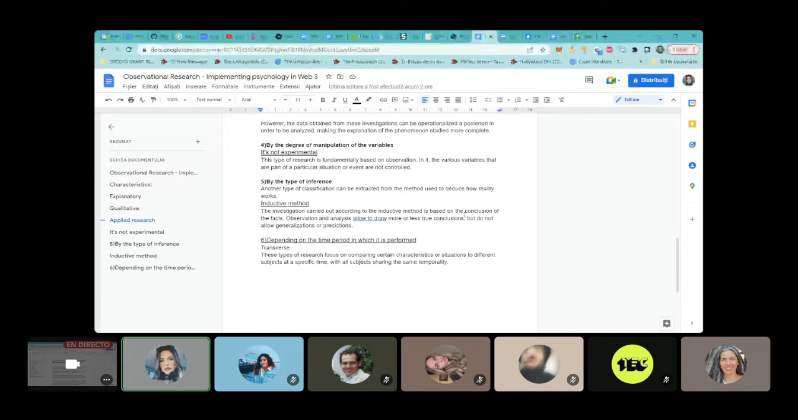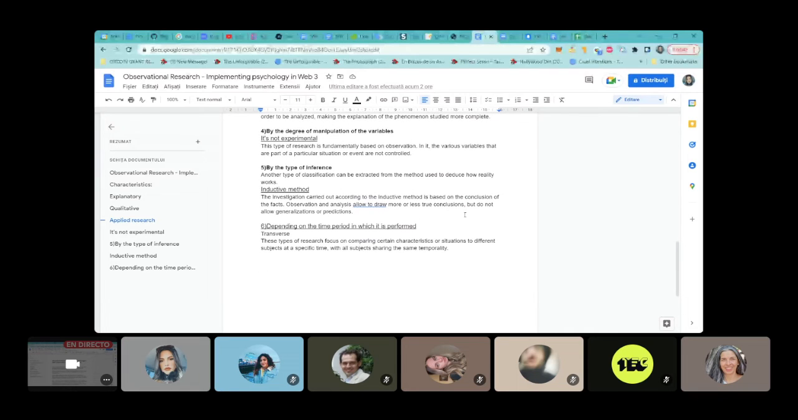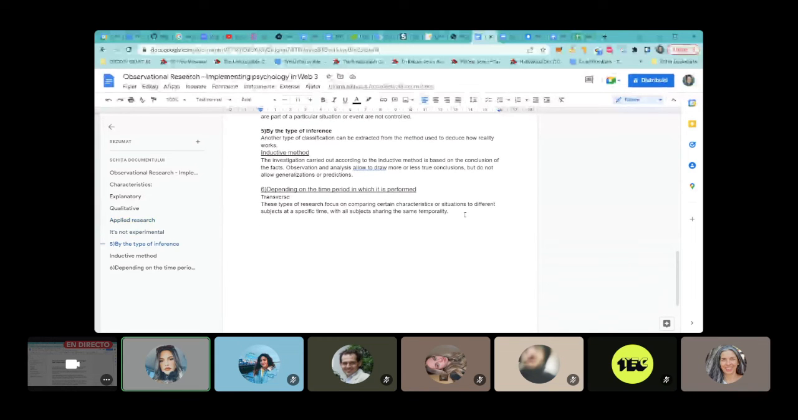By the type of inference, this is another type of classification that can be extracted from the method used to deduce how reality works. For our study, we are using the inductive method. This investigation carried out according to the inductive method is based on the conclusion of the fact. Observation and analysis allow to draw more or less true conclusions, but do not allow generalizations or predictions.